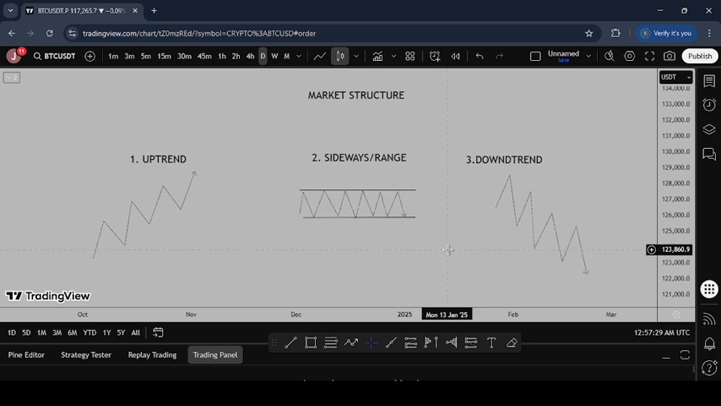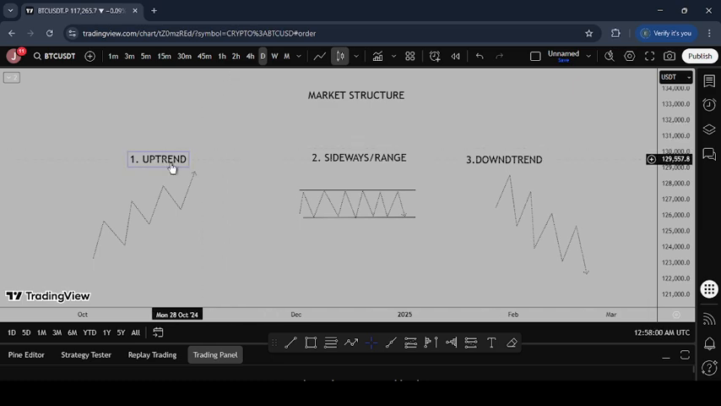Okay, guys, welcome to part 2 of our market structure video series. In the last video we talked about the three ways the market behaves, meaning how the market moves and how you see it on charts: an uptrend, a sideways market, and a downtrend. So today we'll go much further into understanding market structure proper.